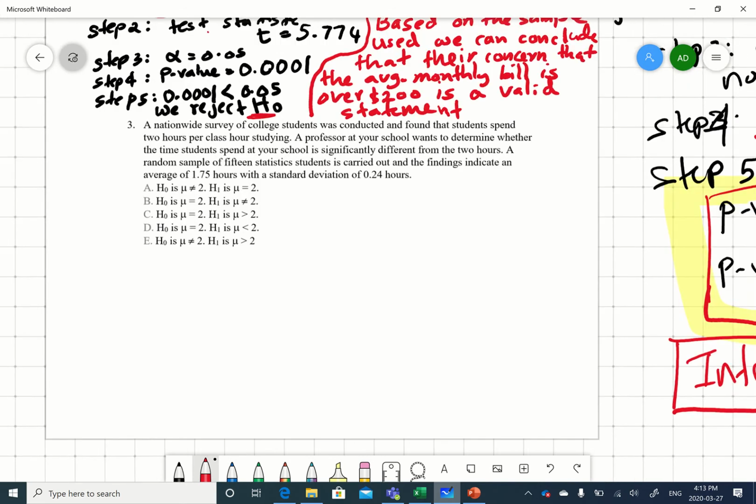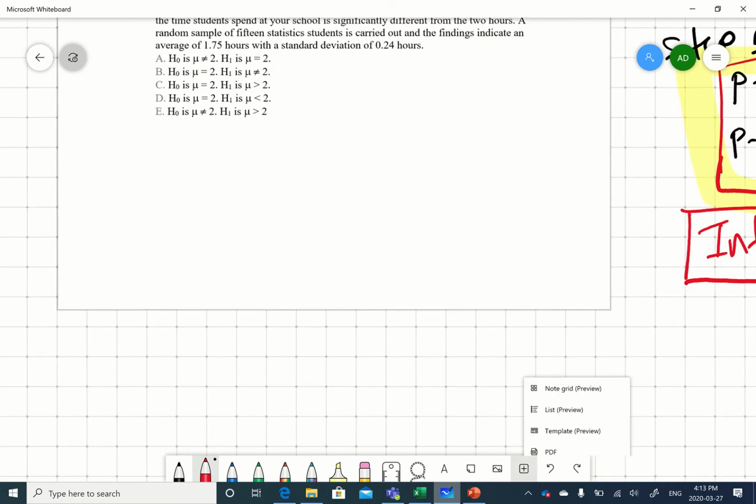Okay, right. So I'm going to add the next page of the worksheet.